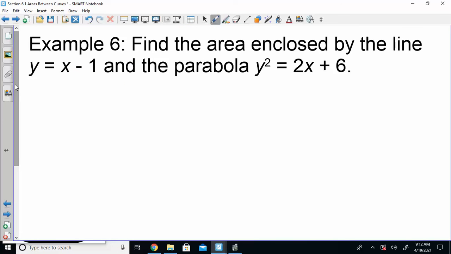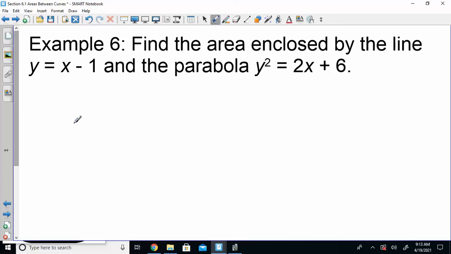Let's look at this one. Find the area enclosed by the line y equals x minus 1 and the parabola y squared equals 2x plus 6. What do you want to do? How is this one different than the others? Yeah, I've got a y squared in here.